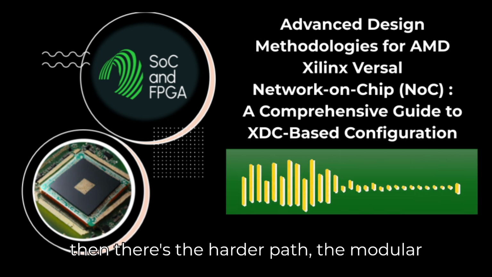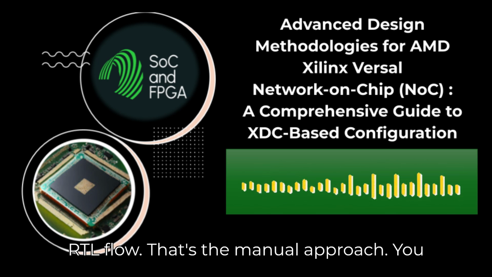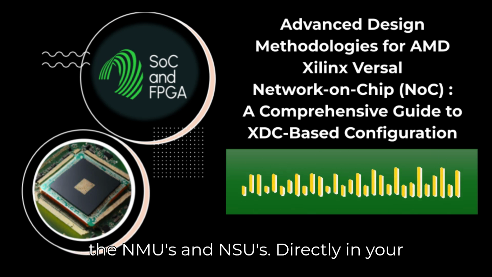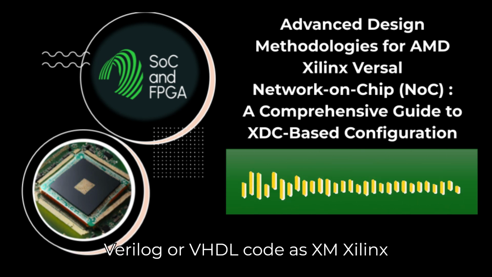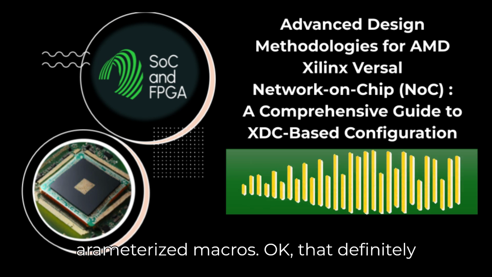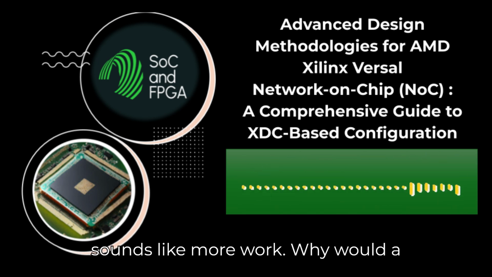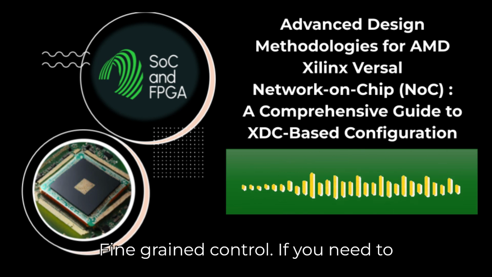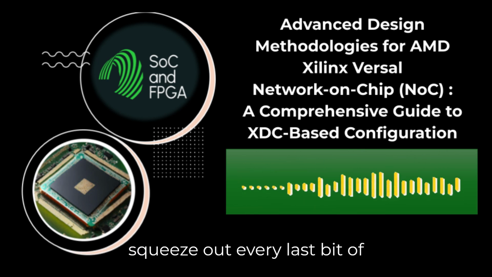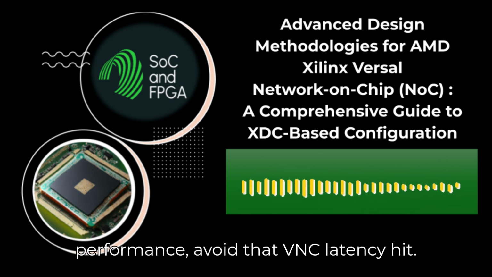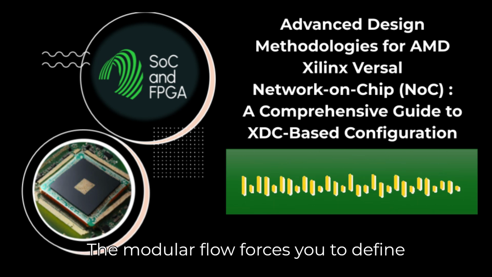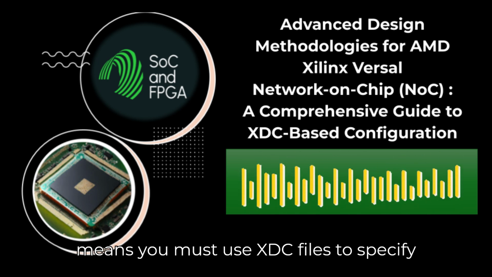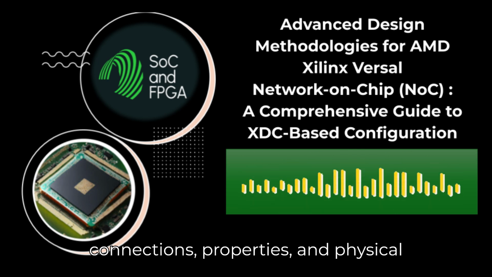Prototyping. And then there's the harder path, the modular RTL flow. That's the manual approach. You actually instantiate the NoC components, the NMUs and NSUs, directly in your Verilog or VHDL code as XPM, Xilinx parameterized macros. Okay, that definitely sounds like more work. Why would a designer choose that harder path? Control. Fine-grained control. If you need to squeeze out every last bit of performance, avoid that VNC latency hit, the modular flow forces you to define everything explicitly. And critically, it means you must use XDC files to specify connections, properties, and physical placement.